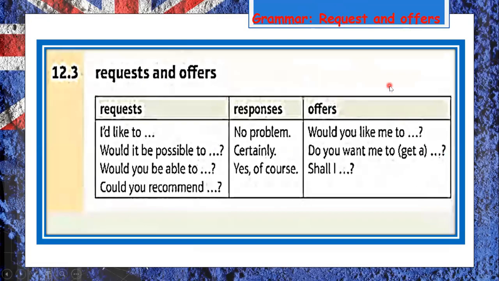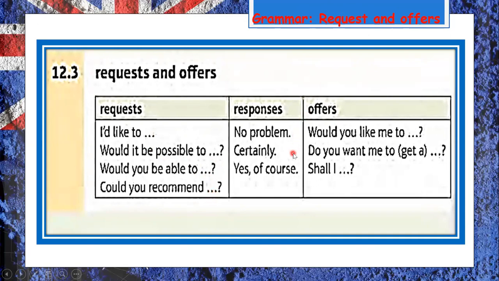In the last function or grammar section, we learn how to make requests and offers. So we have a chart: how to make a request, how to respond, and how to offer. Requests: I'd like to, would it be possible to, would you be able to, could you recommend. Yes, these are some responses.